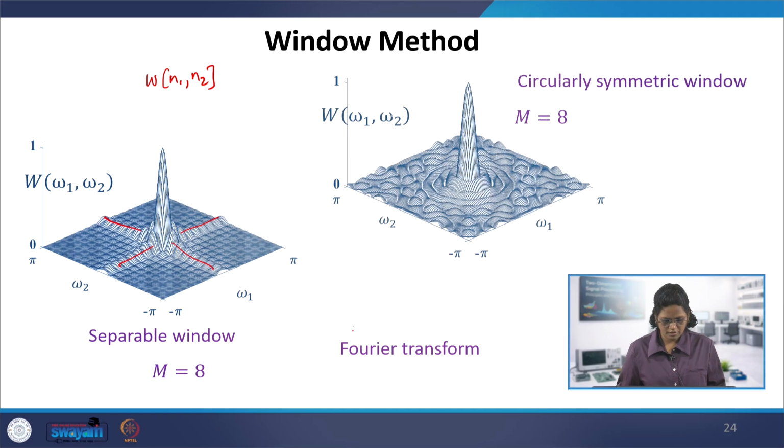Similarly, this is the Fourier transform of w of n1 comma n2, and for the circularly symmetric window we have the circles over here, and at omega 1 0 and omega 2 0 it gives the high peak, depending on the circularly symmetric window. It also depends on the shape of the window. So it can be rectangular, or you can have the Hanning window, or the Hamming window. So in this, the separable and the circularly symmetric, W1 and W2 and their frequency responses.